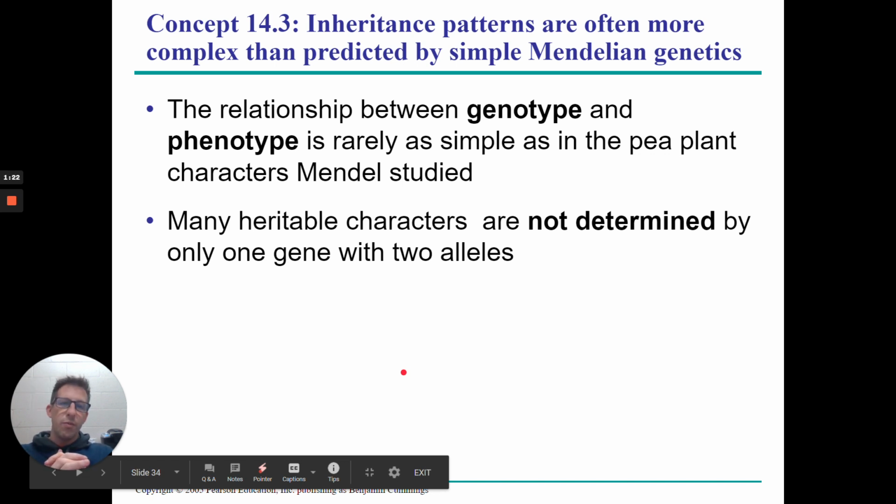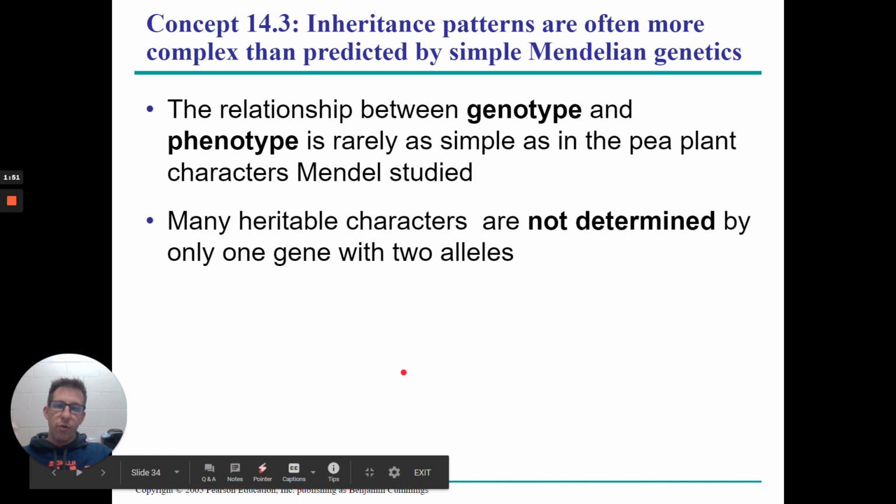Okay? So many of these inheritable characters are not actually determined by one gene with two alleles at all. Sometimes it's a combination of many, many genes. Sometimes it's a combination of one gene acting on one chromosome and another being expressed on a totally different chromosome that acts in a totally different way. Sometimes it's none of that at all. Sometimes it's a function of the environment playing a role in it. So in this section here, we're going to get into talking about all that.